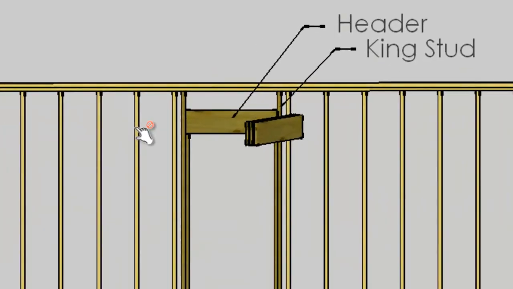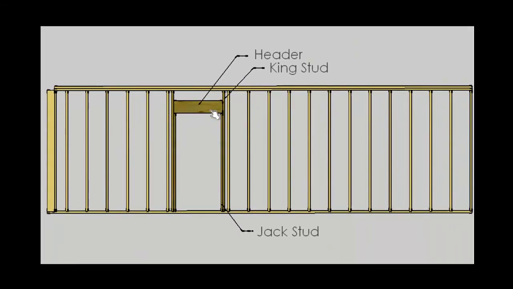Commonly, a header is made up of multiple pieces of dimensional lumber sandwiched together with filler pieces between the layers. So those filler pieces are going to be typically plywood or OSB. Products such as LVLs, LSLs, I-beams, and timbers can also be used for a header.